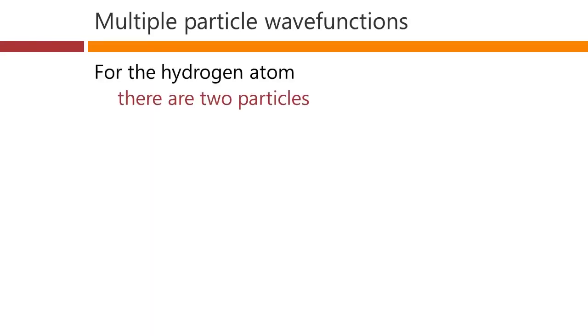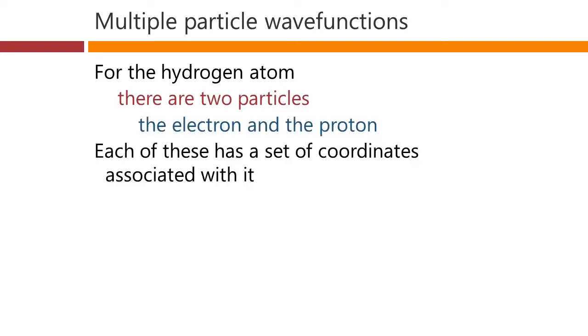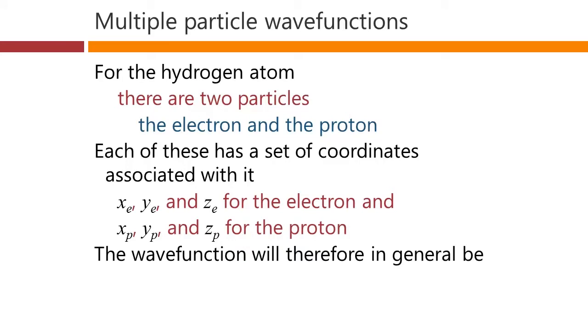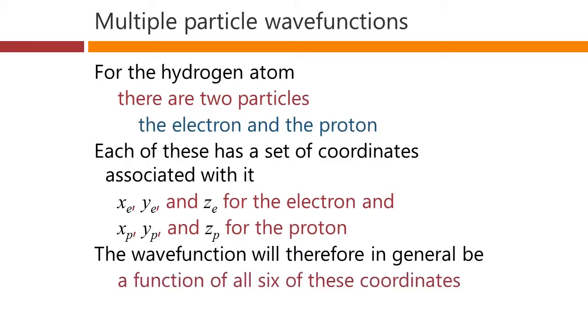Now, for the hydrogen atom, there are two particles, the electron and the proton, and each of these has a set of coordinates associated with it. So we have x, y, and z coordinates for the electron, which we've indicated with this subscript e, and x, y, and z coordinates for the proton, which we've indicated with the subscript p. The wave function will therefore, in general, be a function of all six of these coordinates. This may not have been what you were expecting.